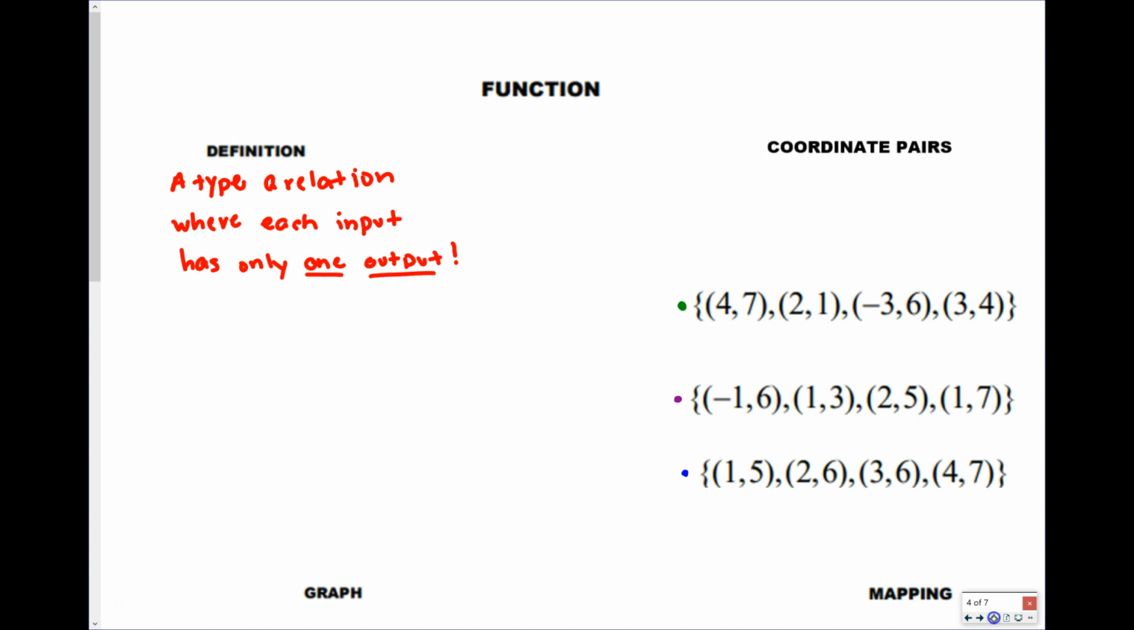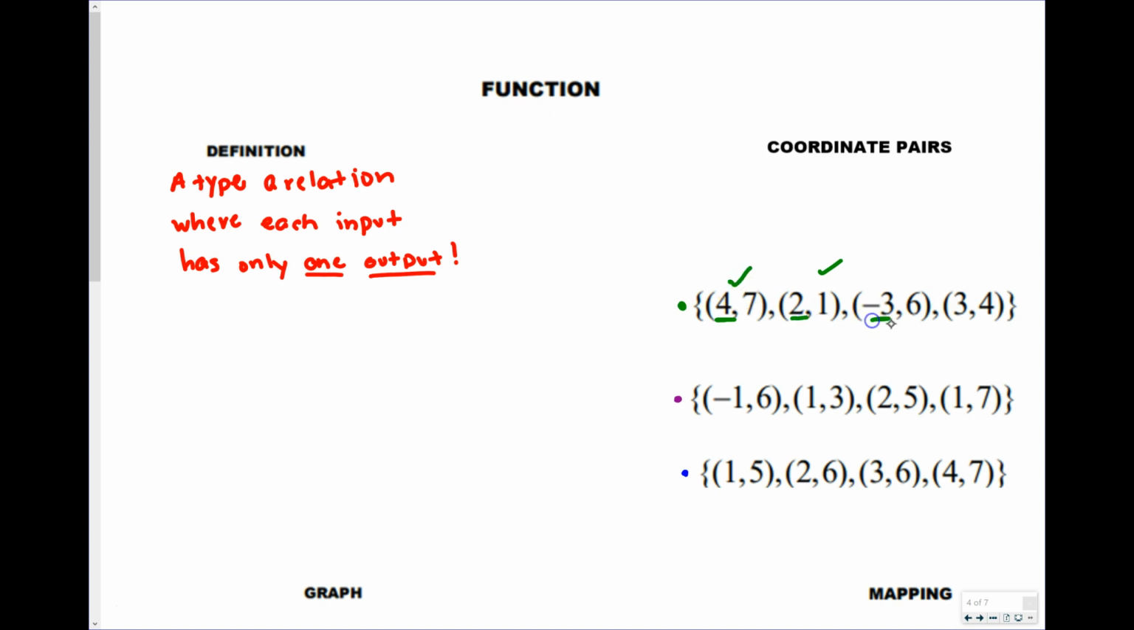So the question I'm going to ask myself is, okay, let's take a look at green here. 4 is my input. 4 has an output of 7. Cool, that input has exactly one output. And then I'm going to ask myself, do I see any other 4s in the input area? Nope, that's a 2. That's a -3, and that's a 3. So I can conclude then that 4 only has one output of 7. 2 has an output of 1. Do I see any other 2s here in my inputs? Nope, so we're good with that pair right there. In fact, I'll use check marks instead of the number 1, so it's less confusing. It may still be confusing, but that's okay.